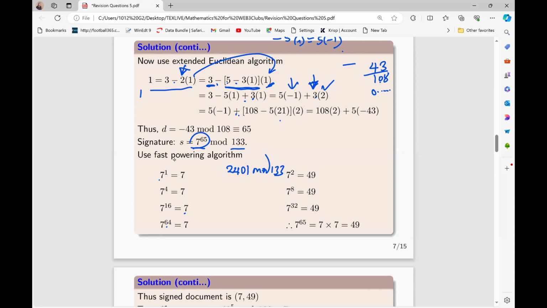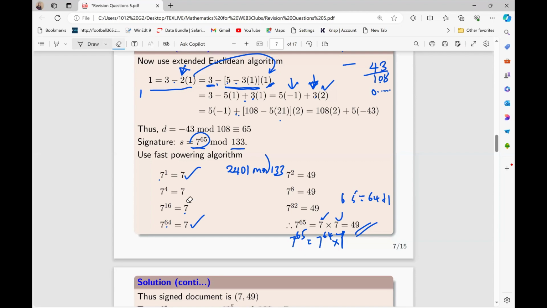So what is 65, of course? 65 is just 64 plus 1. So that means 7 raised to 65 is the same as 7 raised to 64 times 7 raised to 1. But 7 raised to 64 is 7. And 7 raised to 1 is also 7, which gives us 49. That is our signature. 49.